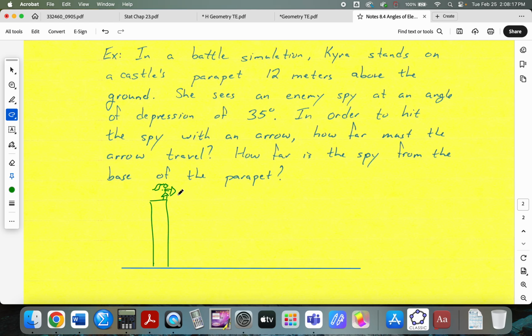So that's her bow, in case you were wondering what the heck that is. Like I said, it amuses me to draw stick figures. Stick airplanes, stick helicopters, all that kind of stuff. All right, so she's up here and she's 12 meters above the ground.